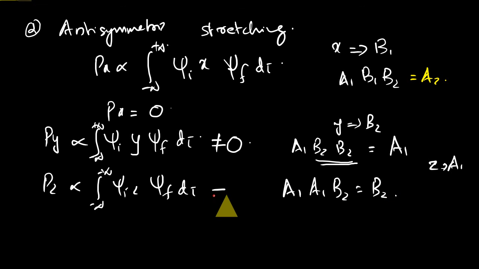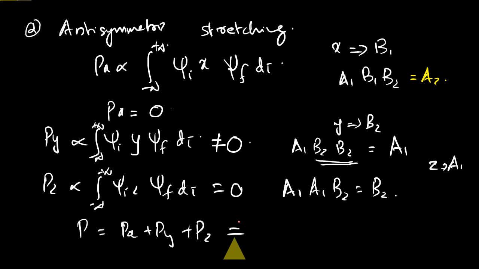It means that Pz is equal to 0, because it is not totally symmetric. In this case, Px is equal to 0, Pz is equal to 0, but Py is not equal to 0. Therefore, the total probability P, which is Px plus Py plus Pz, is not equal to 0, because one of these components is non-zero. So the total probability is a non-zero value.